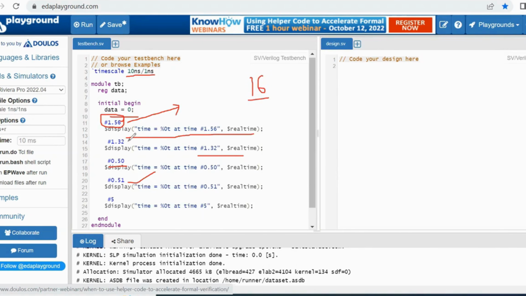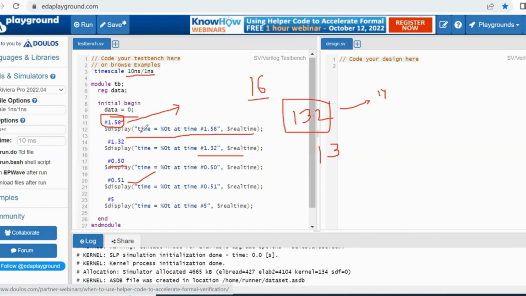Like that, the next statement, delay 10 nanoseconds into 1.32, is around 13.2. This 13.2 is rounded to 13. If it is 13.5 or greater, we can round it off to 14, but it is less than 0.5 beyond 13, so we round it to 13. Okay, next one #0.50. So 10 into 0.50, whatever value we get will be rounded off. And #0.51 into 10 will be rounded off, and #5.